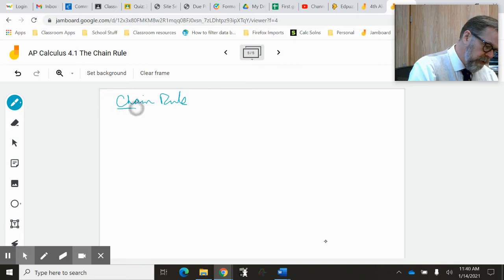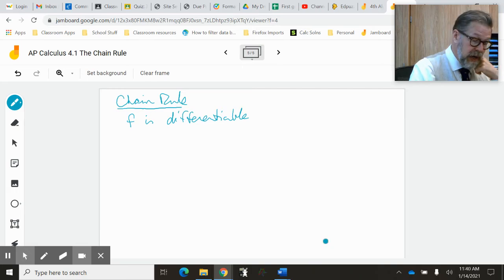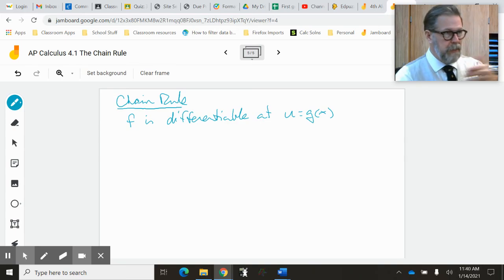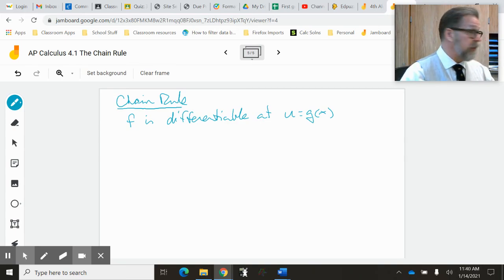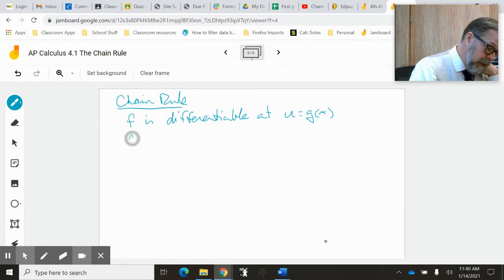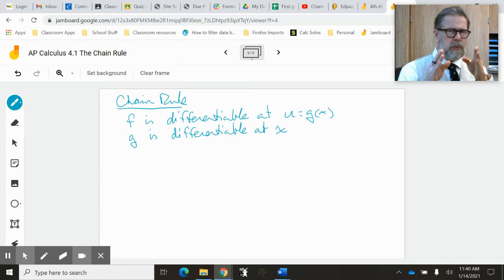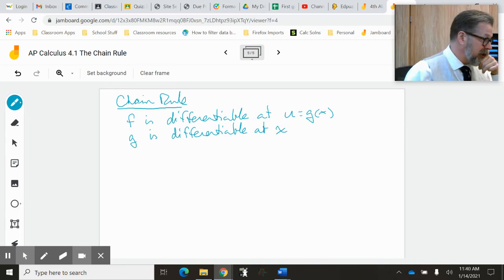So first of all, we need some caveats. The function f is differentiable at some other function. So it's important that it be differentiable or you can't take the derivative. Seems obvious, but we have to say it. That function g is differentiable at x. So again, we're having to be very careful about whether this function is differentiable, and whether that other function is differentiable.